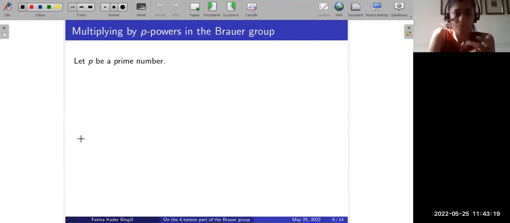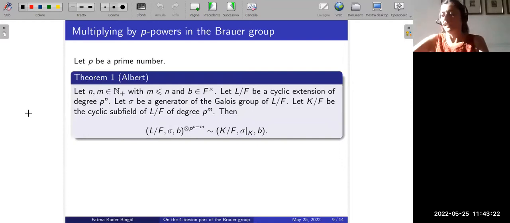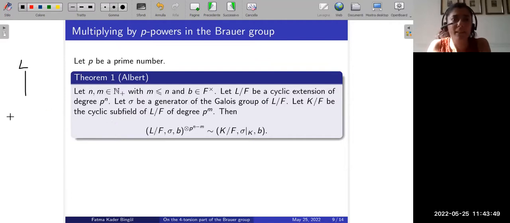Very well-known results. So the first one, let's read this. Let n and m be integers with m smaller than or equal to n, and take a non-zero element b in F. Consider a cyclic field extension L over F of degree p^n, and let sigma be a generator of its Galois group, and take the cyclic subfield K of this field extension of degree p^m.